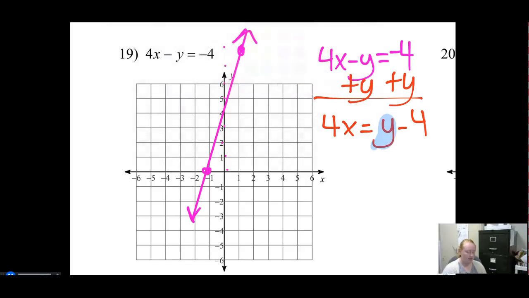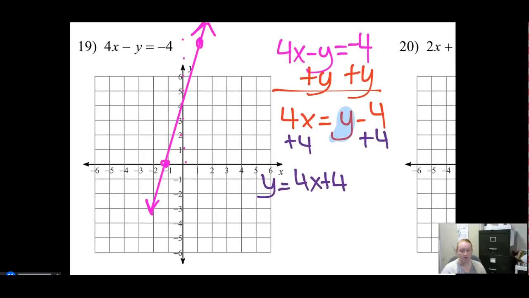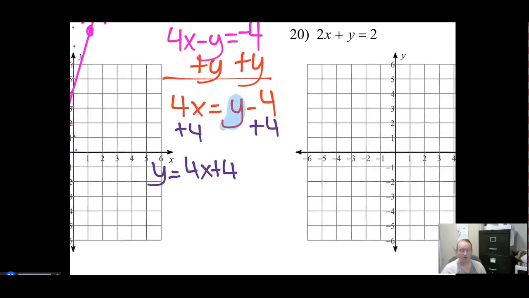They'll add the 4 to the other side, and they'll get 4x plus 4 equals y. Some of them will move the y over here and erase it. Others will just leave it as is, and that's totally fine. But some of us really like it being strictly in that y equals mx plus b form. So go ahead and put it that way if you want to. Your choice.